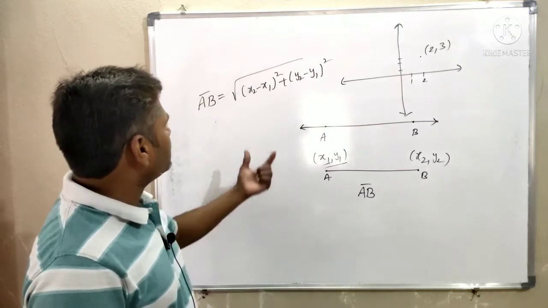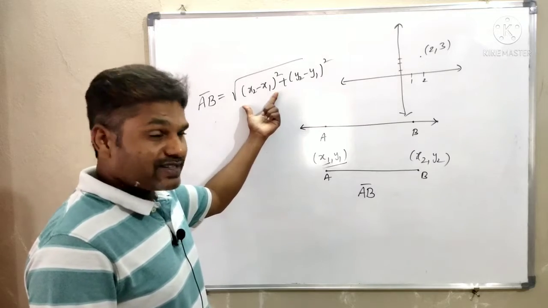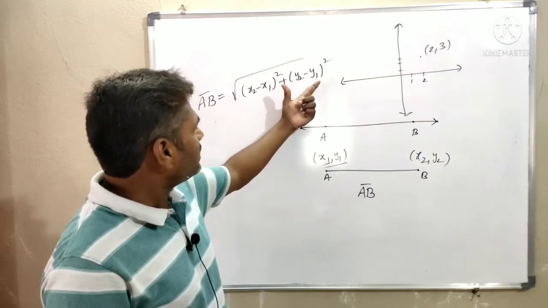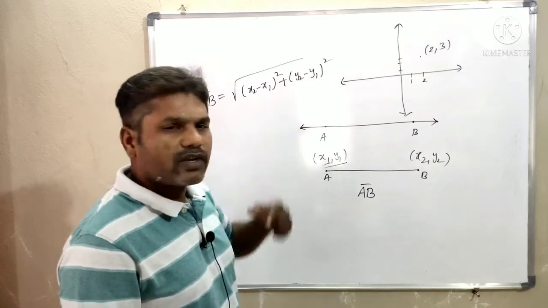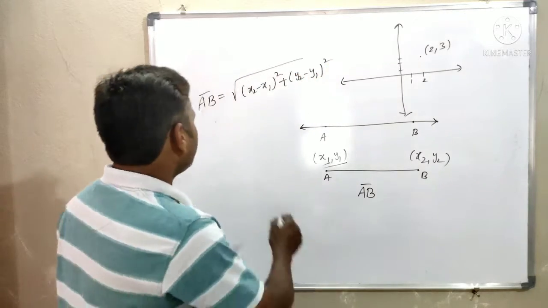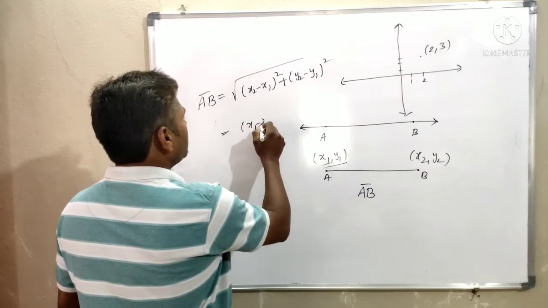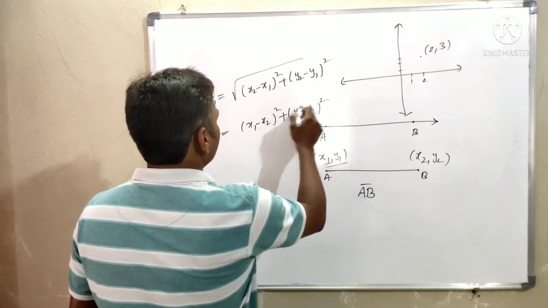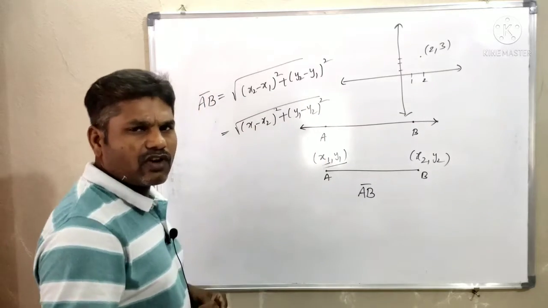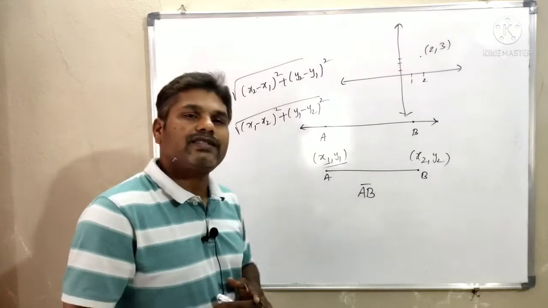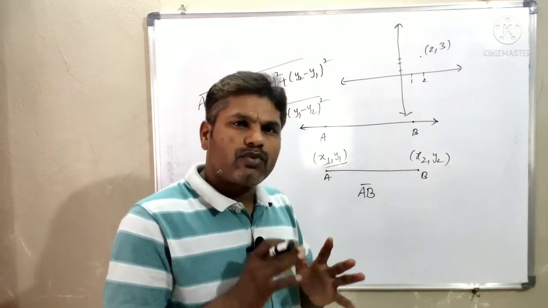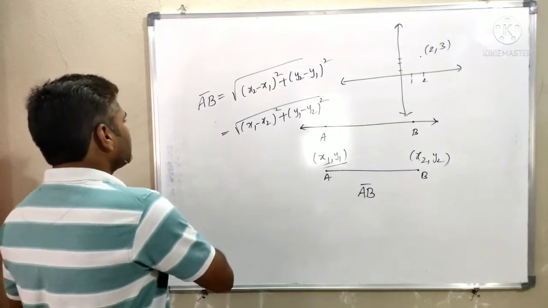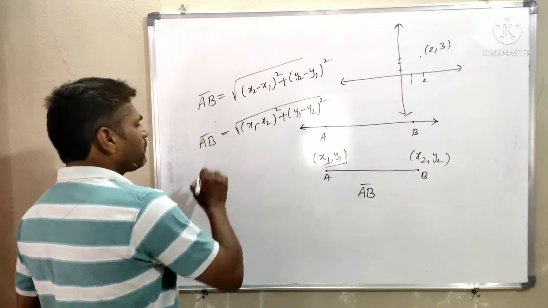This is nothing but the square of the difference of the x coordinates of the 2 points plus the square of the difference of the y coordinates of the 2 points. You may write this formula as (x1 minus x2) whole square plus (y1 minus y2) whole square also. Why? Because it will not make any difference since the square is there. Even if you have the opposite sign, it will become positive. This is the way to find the distance between any 2 points.